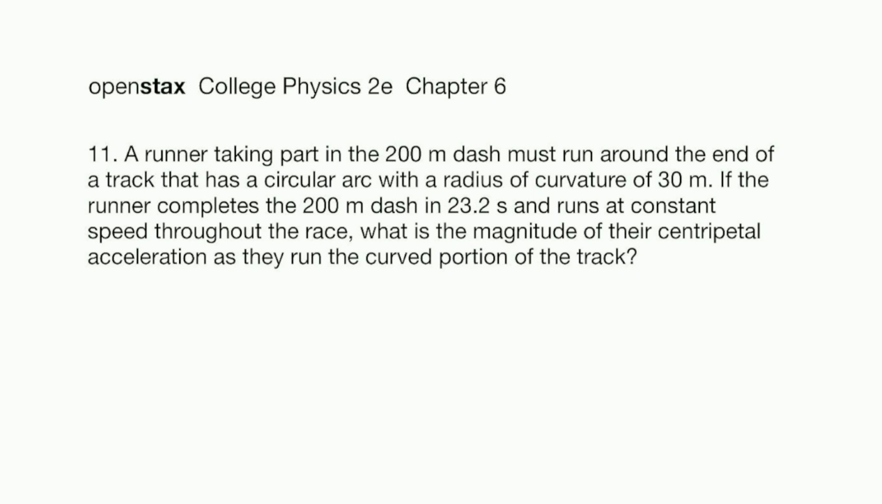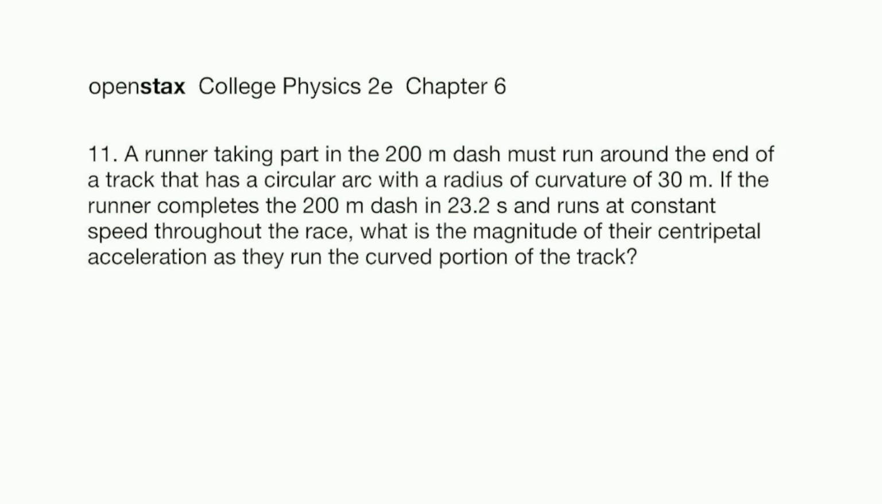Okay, in this problem, we have a runner that is running the 200-meter dash, and they're running around the end of a track that has a circular arc. The radius of curvature of that arc is 30 meters. If the runner completes the 200-meter dash in 23.2 seconds and runs at constant speed throughout the race, what is the magnitude of their centripetal acceleration as they run the curved portion of the track?